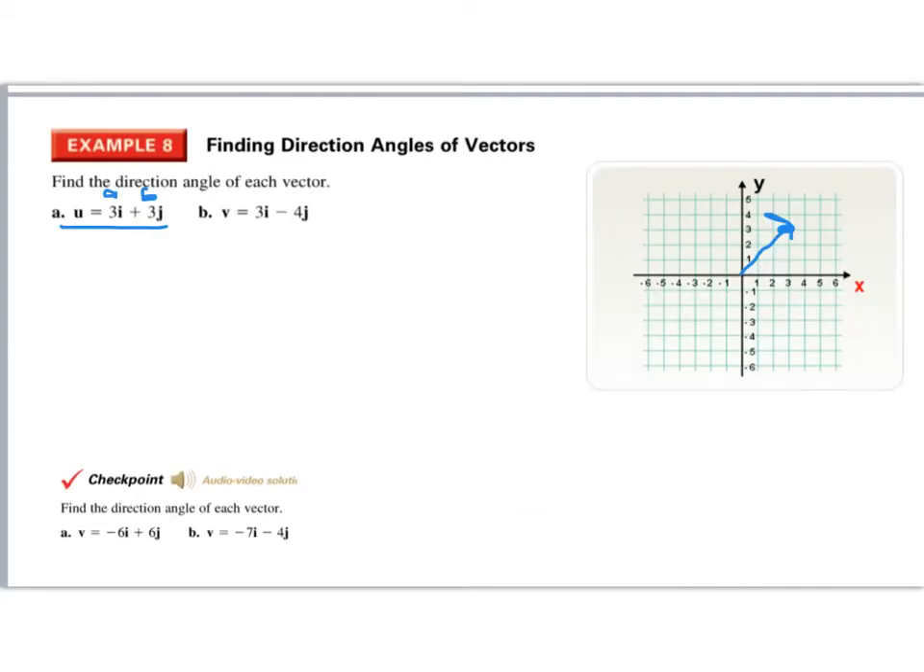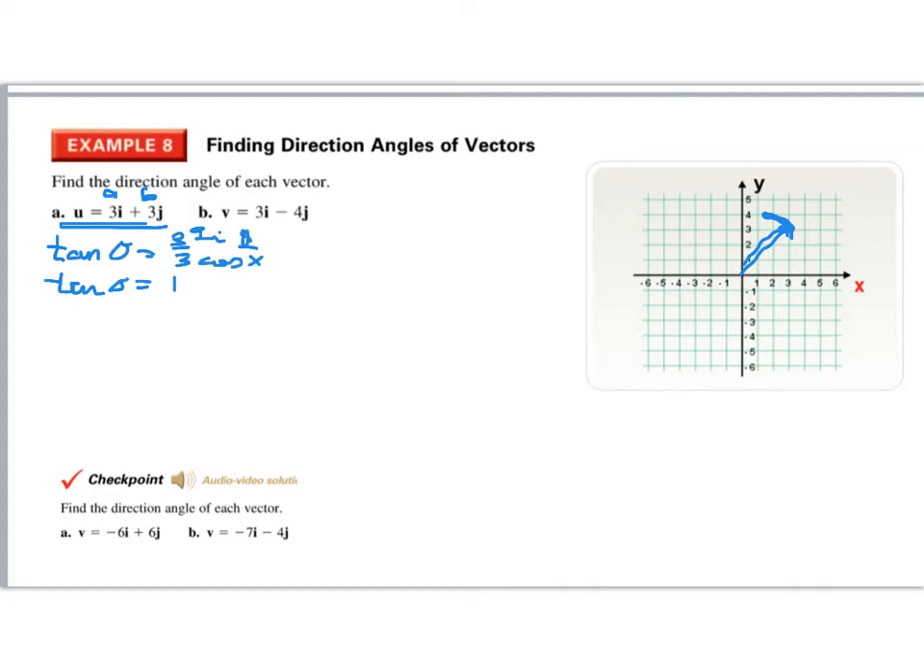To find the directional angle, we're talking about the blue vector right here. Remember that to find the direction, the tangent of theta is equal to b over a, which is 3 over 3. So the tangent of theta is equal to 1. Now, this is sine and this is cosine, or y and x.